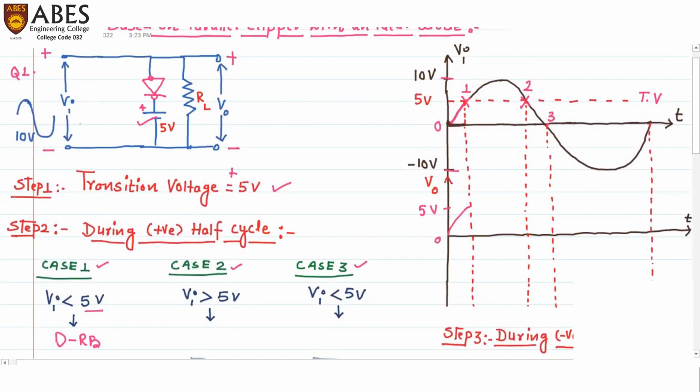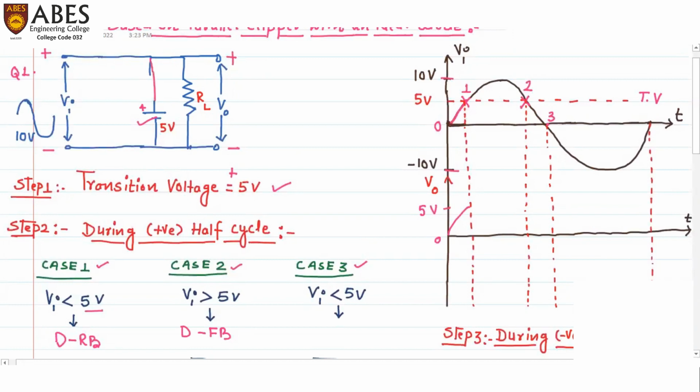So case number 2, Vi is greater than 5 volts. Now here, Vi is going to decide whether the diode will be forward biased or reverse biased. The positive terminal of Vi is connected to the positive terminal of the diode. That means the diode will be forward biased, and when the diode is forward biased, it will behave like a short circuit. So the circuit will be like this.